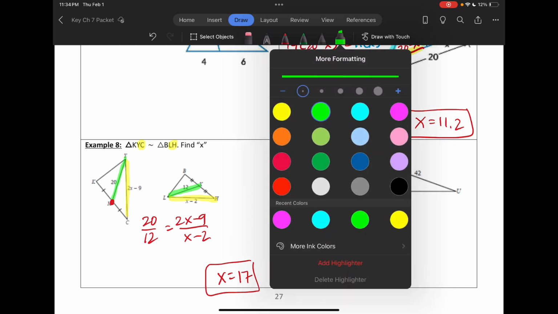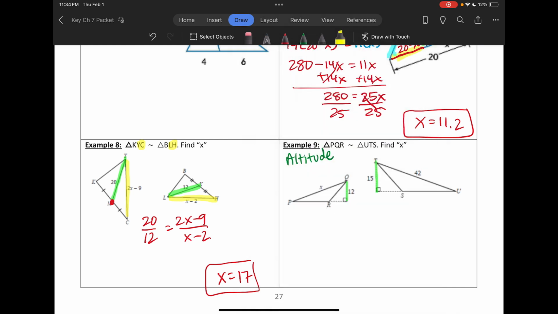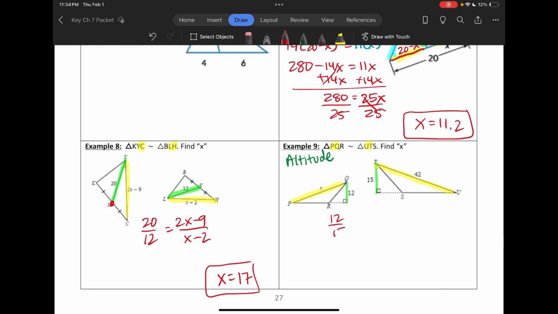So again, we're going to do what we've been doing the entire set of notes. We'll do green over green is equal to yellow over yellow. This is the only other side length that I'm given in the first triangle, which is given by PQ, the first two letters. So that corresponds to UT. So it corresponds to this side. If I'm going to set this up, green over green would be 12 over 15 is equal to yellow over yellow would be x over 42.